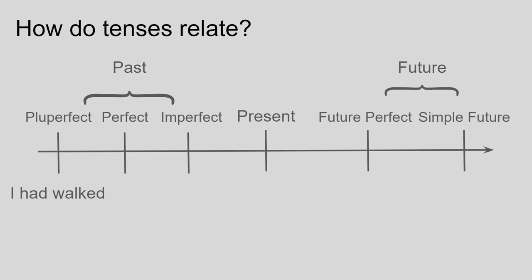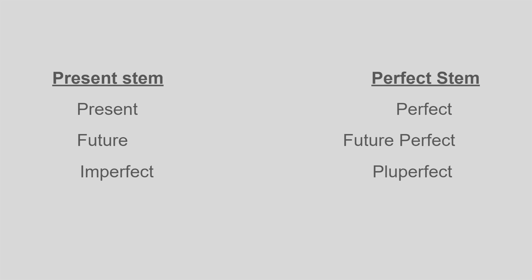This tense is also formed using the perfect tense stem. You take the i off from the third principal part and add on eram, eras, erat, and so on, depending on who you want to do the verb. So here are the tenses that use the present tense stem and the tenses that use the perfect tense stem. I've split them up for you.